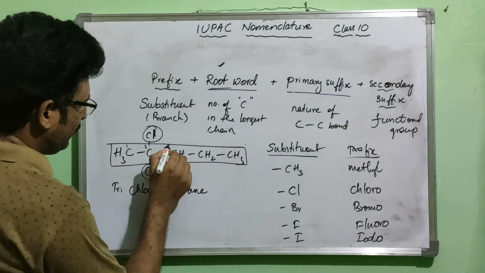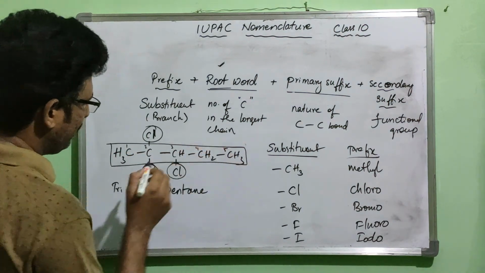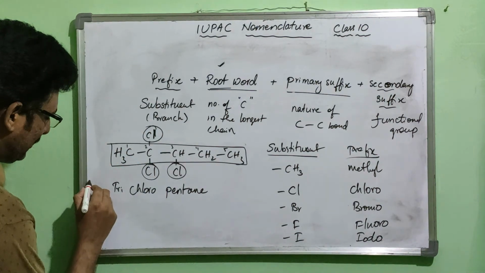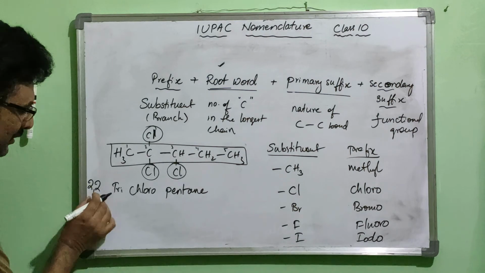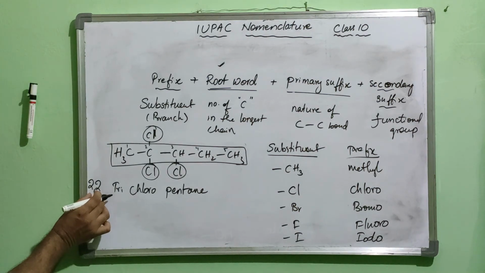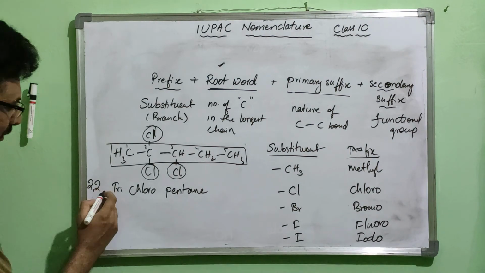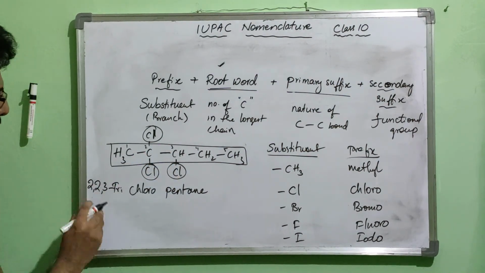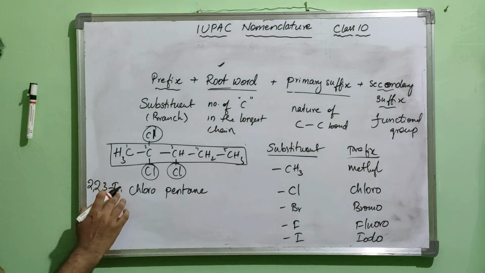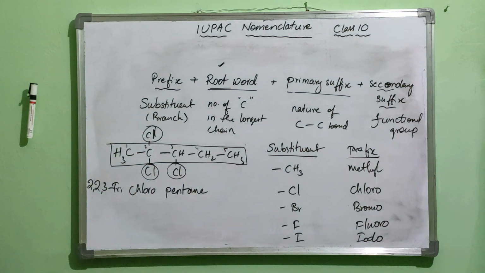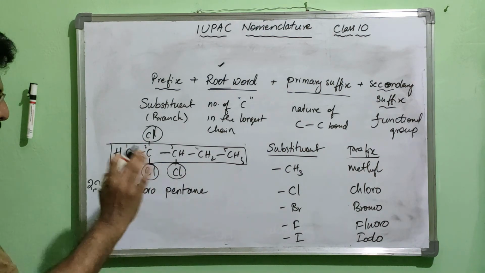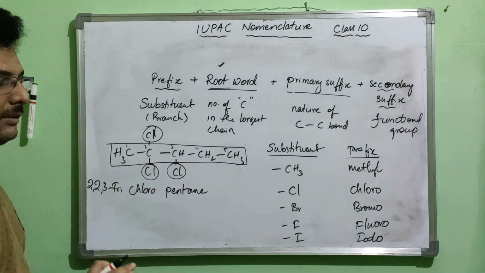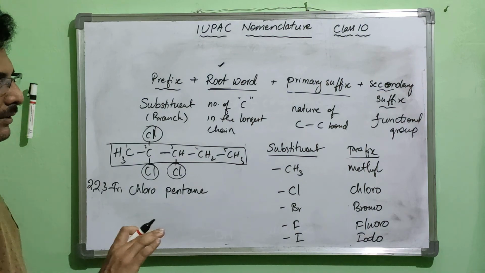1, 2, 3, 4, 5. Now the second carbon has 2 chlorine substituents. So you will write 2, 2. That means 2 chlorines are present on the second carbon and 1 chlorine is present on the third carbon. So total 1, 2, 3 chlorine atoms are there, trichloropentane. So the positions give 2,2,3-trichloropentane. So this is how we write the name of the compound.